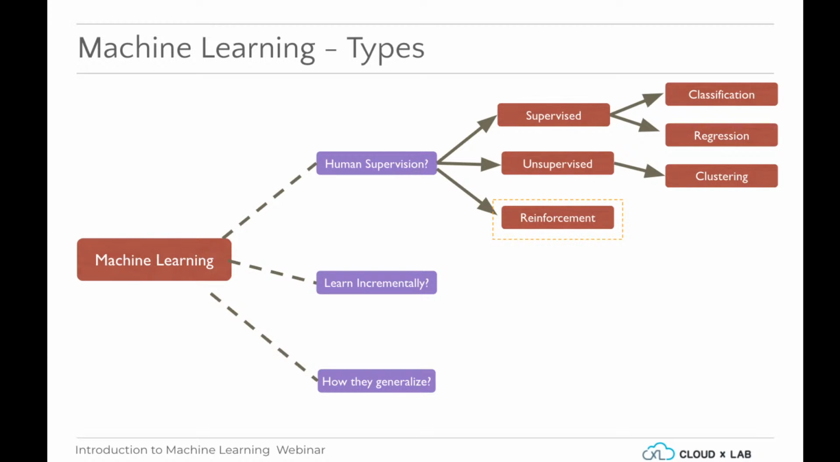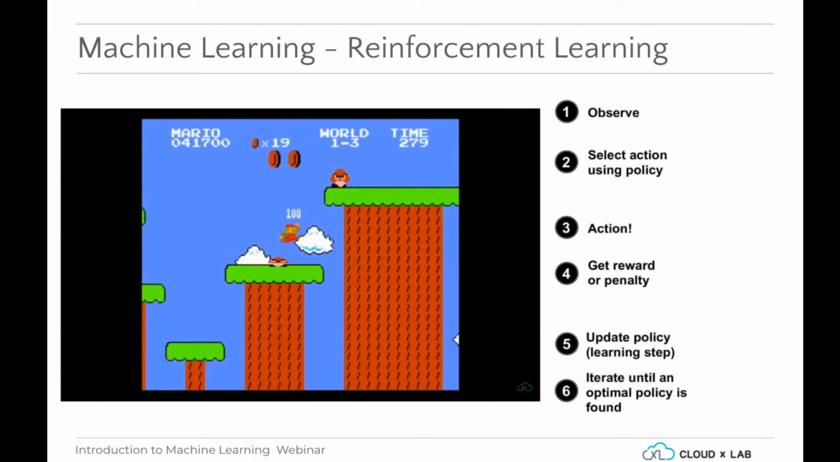So now we'll talk about something called reinforcement learning. Reinforcement learning is the technique that was used by the guys who built the automatic Mario game player. So what it does is it observes, you select an action based on the policies you have, and you act the action, and based on the action you would either get a reward or a penalty, and based on the reward or the penalty you would update the policy, which is often called the learning step. This iteration is done continuously till the most optimum policy is found. That is reinforcement learning.